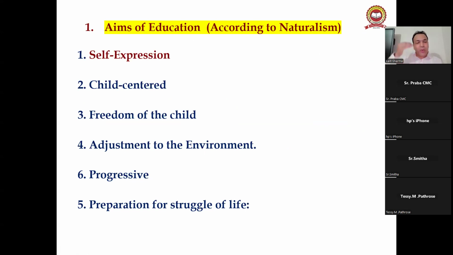So guys, we also use naturalism in our education system. When we tell the student, okay, go to the stage and start giving the lecture, we are motivating the student for self-expression, right? Child-centered: we also take care of the needs of the child. We teach the student according to the need and interest of the child. We are using the naturalism philosophy. Freedom of the child, adjustment to the environment, preparation for the struggle for life: we have to use everything, but we do not have to stick to a particular part. It means the teacher must have flexibility.